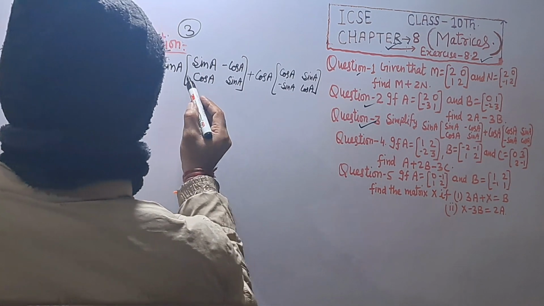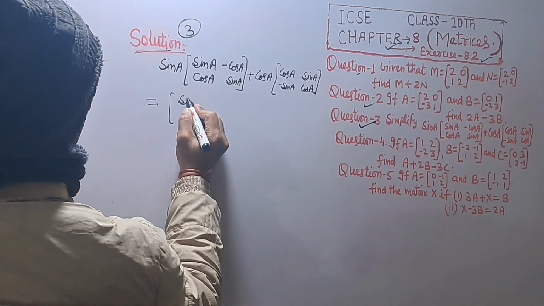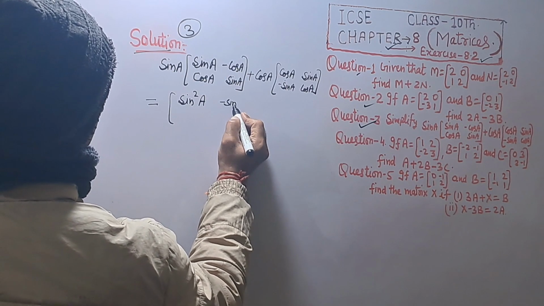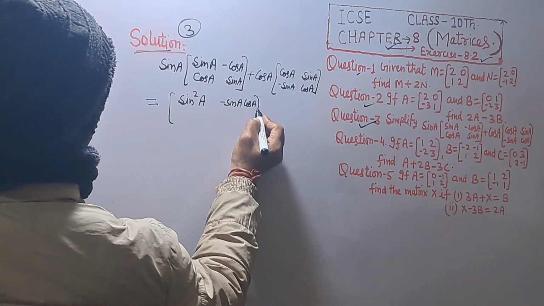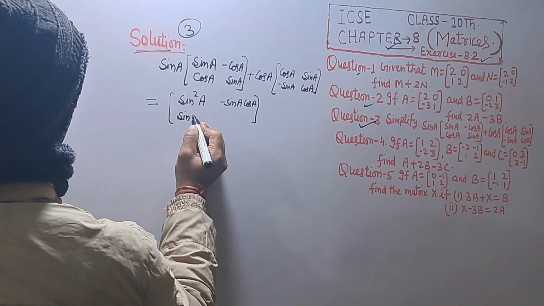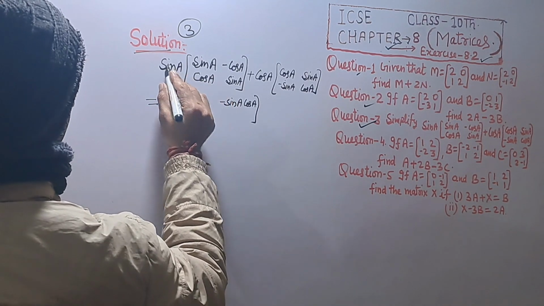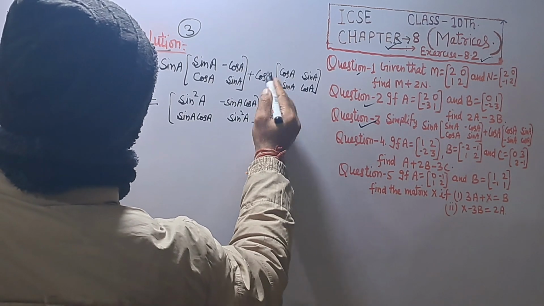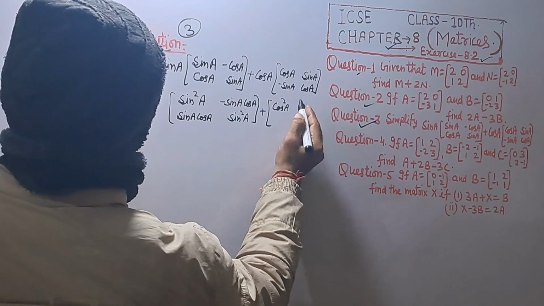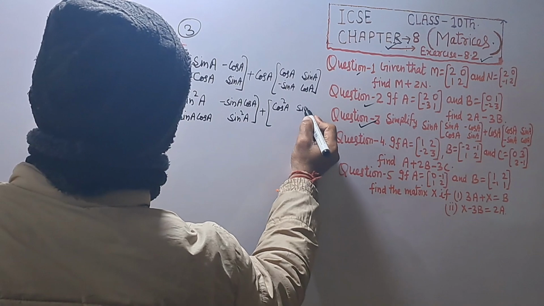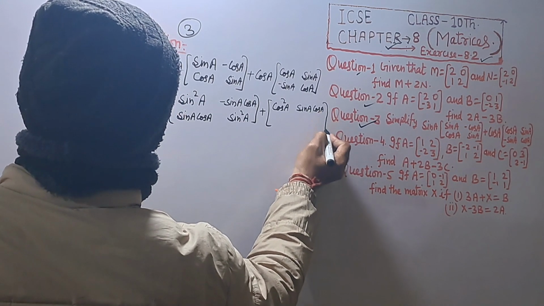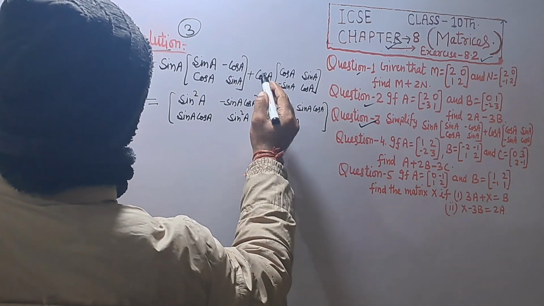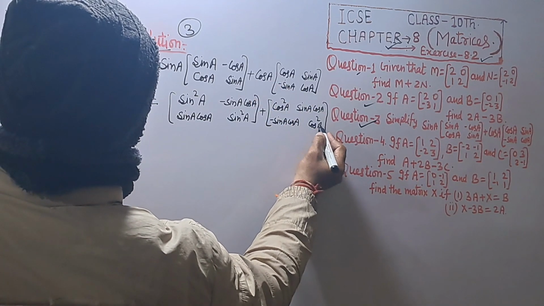That is equal to, as given, sin A multiplied by the first, that is sin square A. Sin A multiplied by cos A, that is minus sin A into cos A. And sin A into cos A, and sin A into sin A, that is sin square A, plus cos A into cos A, that is cos square A, and cos A into sin A, that is sin A cos A, and minus sin A into cos A, and cos A into cos A, that is cos square A.